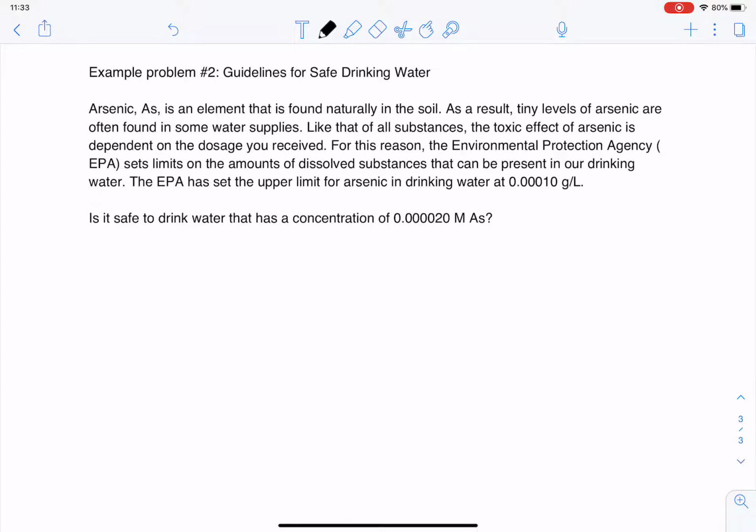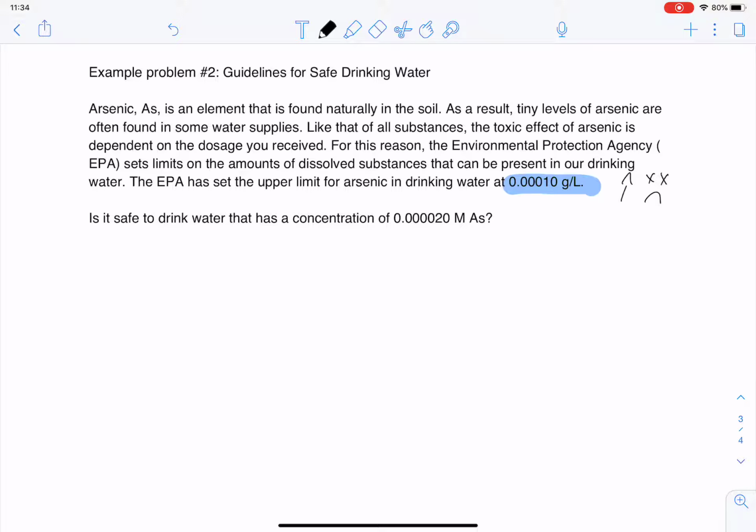For this reason, the Environmental Protection Agency, EPA, sets limits on the amounts of dissolved substances that can be present in our drinking water. The EPA has set the upper limit for arsenic in drinking water at 0.00010 grams per liter. I'm going to be saying a lot of zeros in this problem, just bear with me. Okay. So basically, if we have a number above that, we have too much arsenic, and that's going to be sad. That's going to be lethal towards someone.